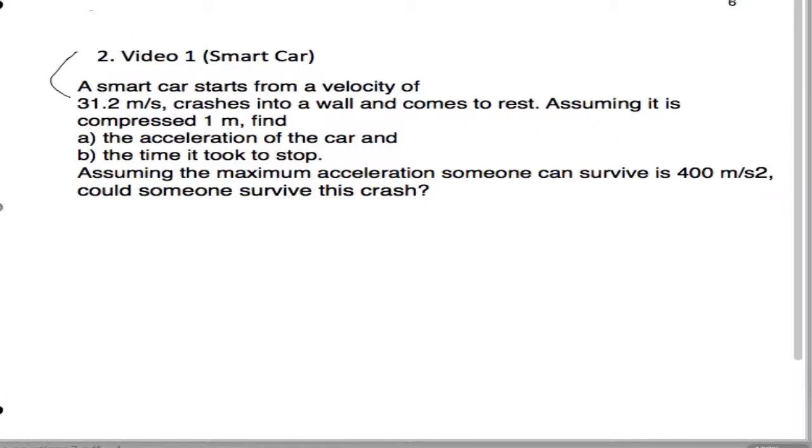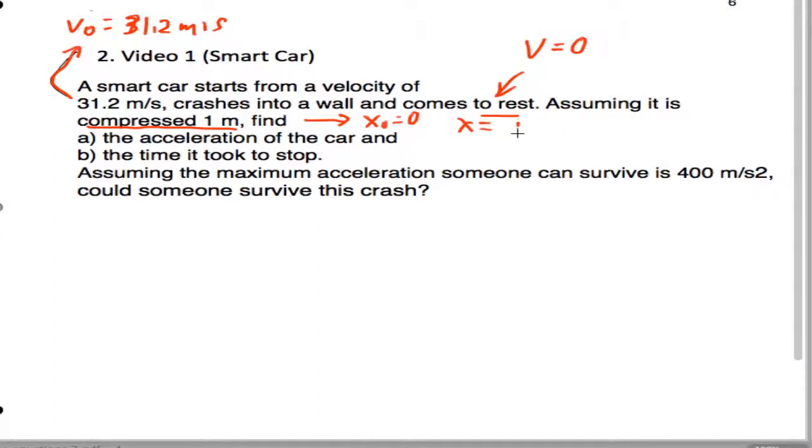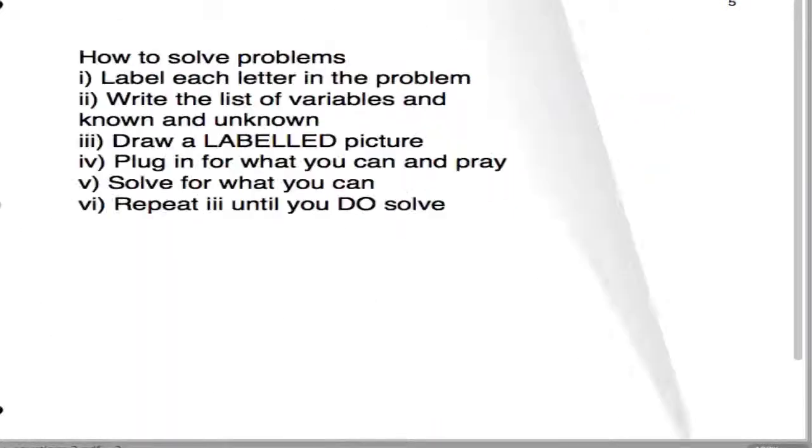And what that means is in this case, I've got our car starting with an initial speed of 31.2 meters per second, and it comes to rest. So what that means is that its final velocity is 0. Now this compressed 1 meter, this is something you're going to need to think about on exams, and sometimes we say it that way. So when we say a car is compressed over 1 meter, that means it moves forward 1 meter. So we'll give it a starting position of 0 and say that its final position is 1. Now, that is step 1 done of our recipe.